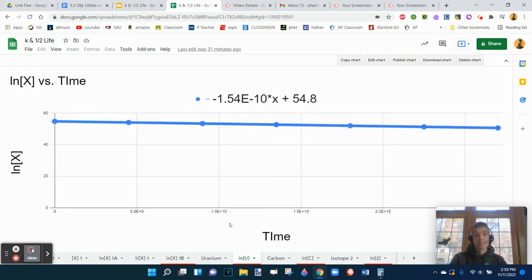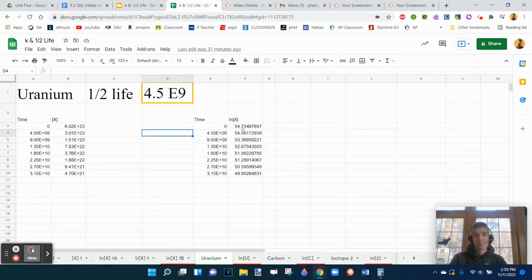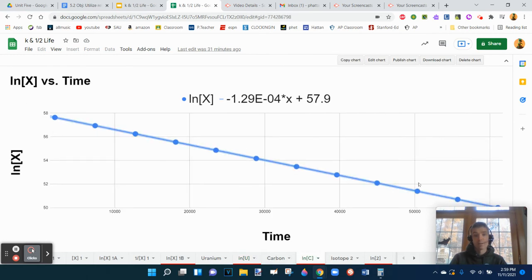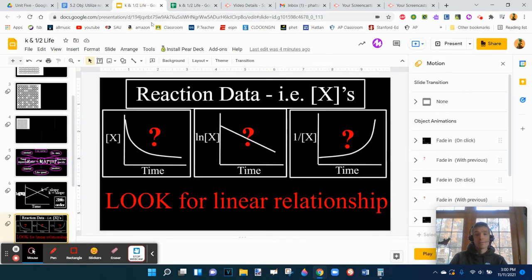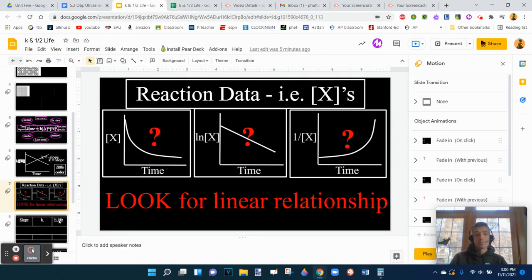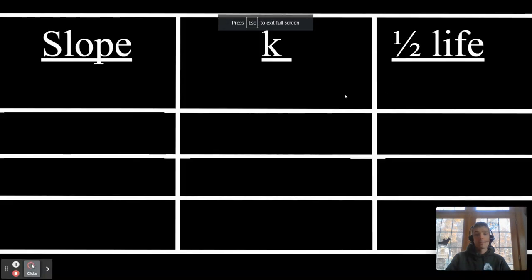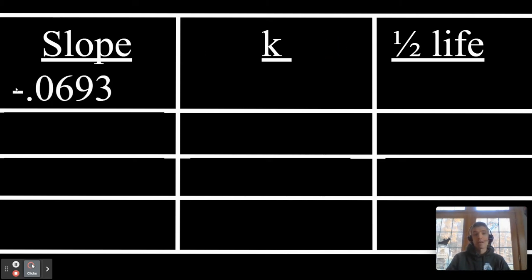Then I did it with uranium. Uranium has 4.9 billion years. Once again, you can clearly see this linear relationship. Then I did it with carbon. The reason I did it is because when you look at these values, you can see a pattern emerge, and from the pattern comes the equation. So the slope of the first line was this. This gives me my K value.